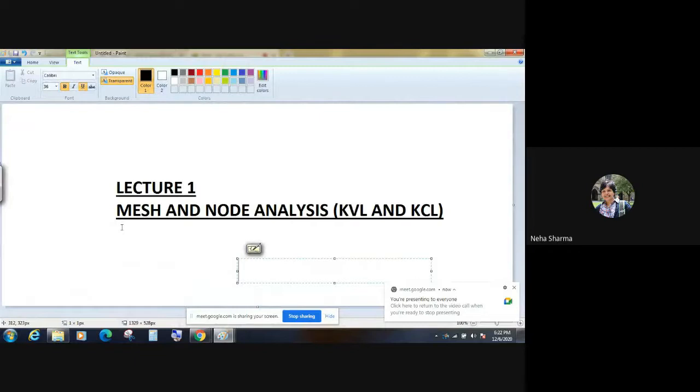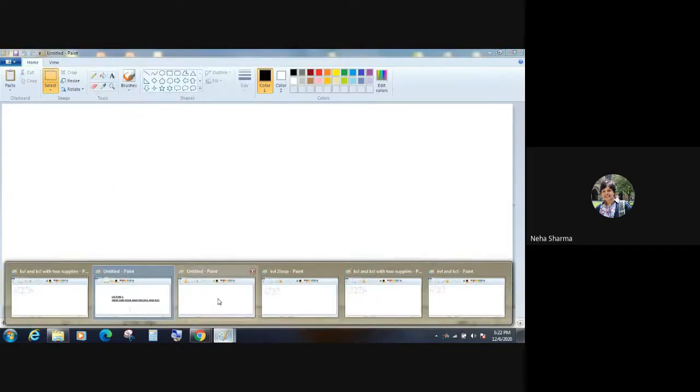Hello students, today we'll be discussing mesh and node analysis, which you are aware of as KVL and KCL. Now KVL stands for Kirchhoff's Voltage Law and KCL stands for Kirchhoff's Current Law.